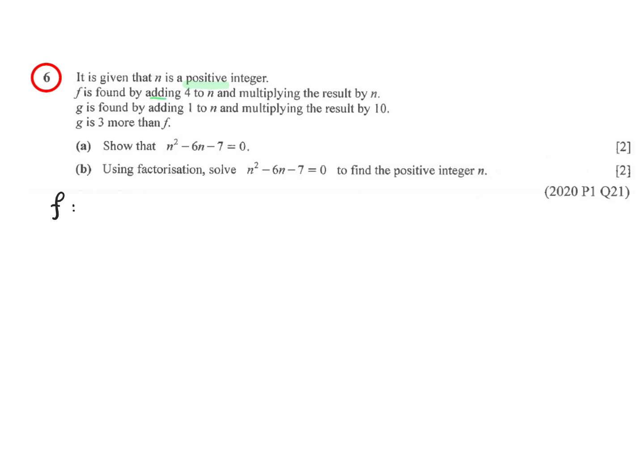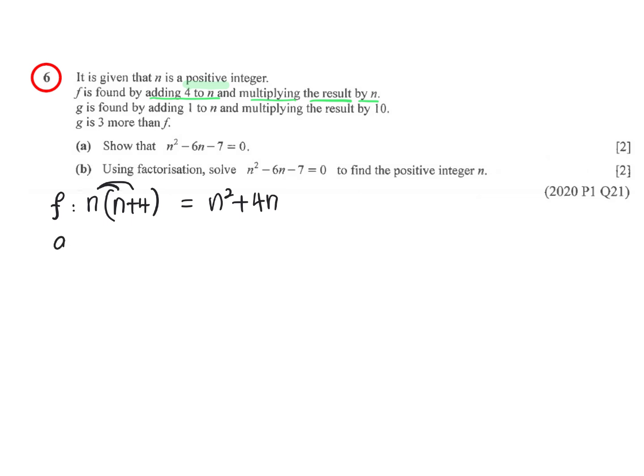So I shall add 4 to n. So I take n, I add 4 to it. And then multiplying the result, which is this whole thing. So I'll multiply this whole thing by n. Okay, let me just simplify this. In this case, this one will become n squared plus 4n. Right? Let's go statement by statement.